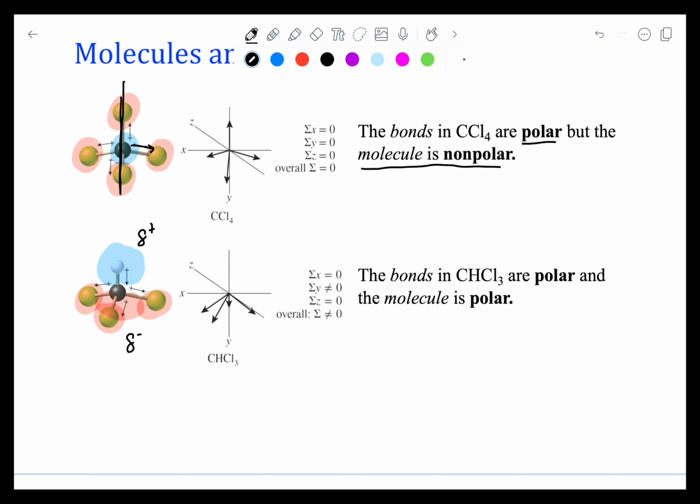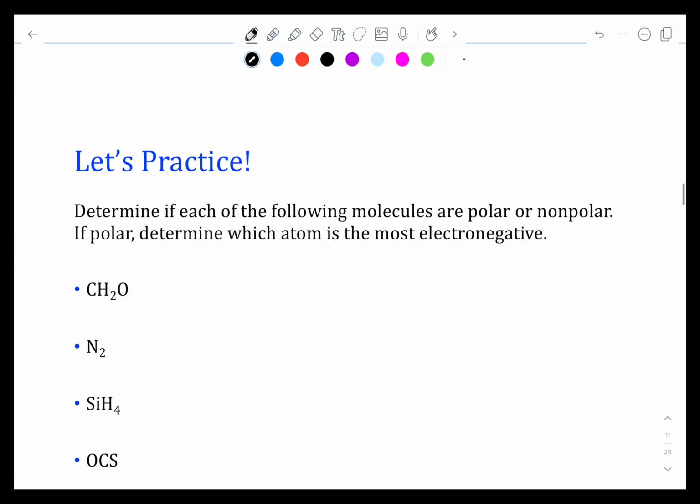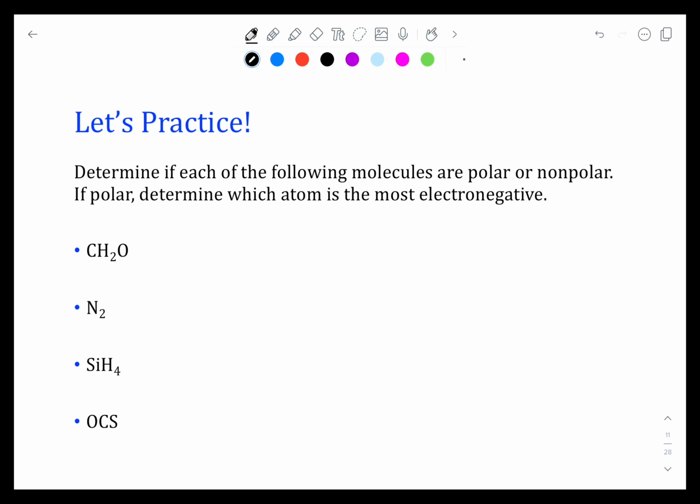So let's keep practicing. For the following molecules, determine if they are polar or nonpolar, and if they are polar, determine which atom is the most electronegative. Okay, so the first thing we have to do is draw the structure. So we have to draw our structure for each of these.